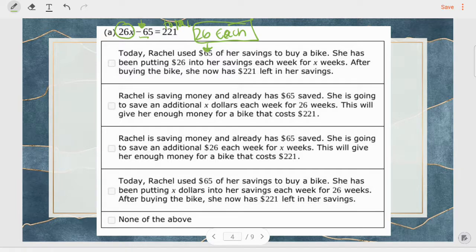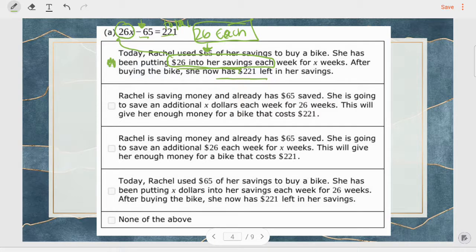That matches the 65 decrease in my word problem. So far, I think this equation matches, but I need to make sure and continue the rest of the way. She has been putting $26 into her savings account each week. Hey, there's my key word: 26 into her savings account each week. So that represents the 26x. After buying a bike, she now has 221, and there's my total. So this first one totally matches. But let's check the other ones.